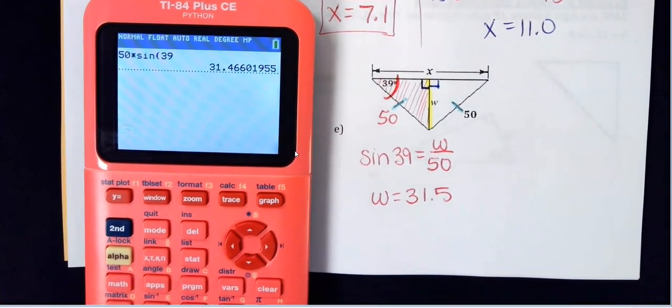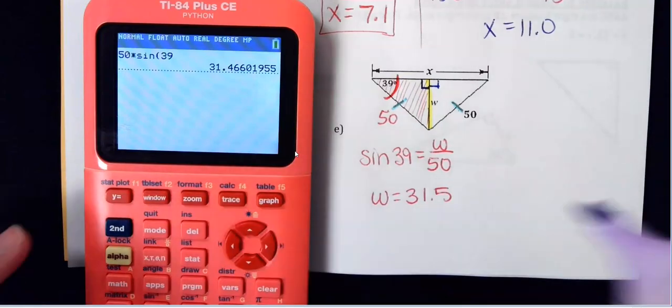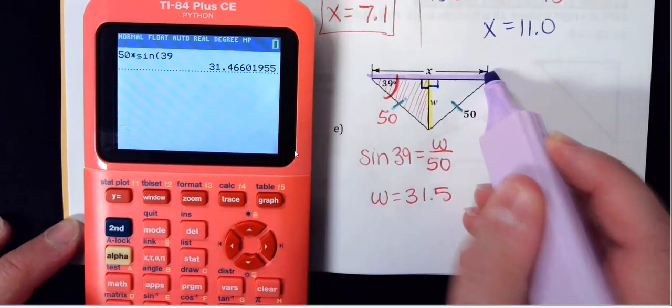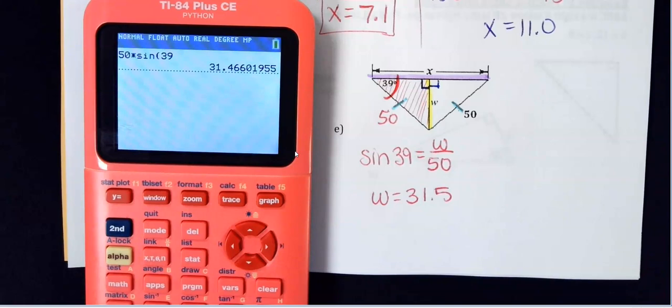Okay, now, how would you go about finding x? X is this entire length here. And there's several different ways you could do this. What are you thinking?